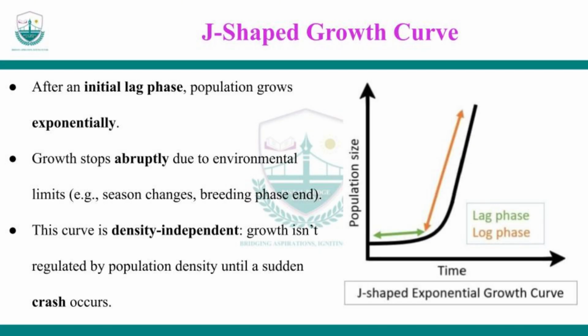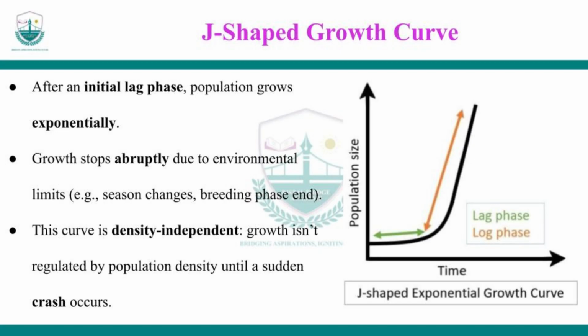This curve is density independent, meaning the population isn't limited by density or resource competition until something external causes a population crash. Examples include seasonal breeding insects, algae blooms, or bacterial populations in a nutrient-rich medium.